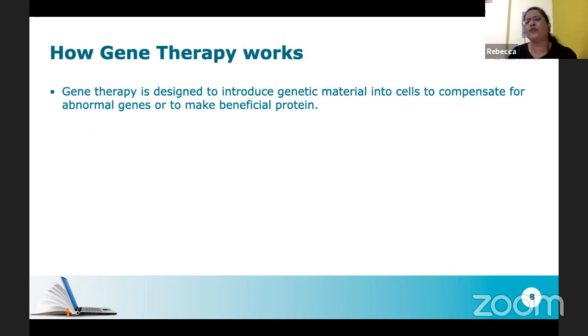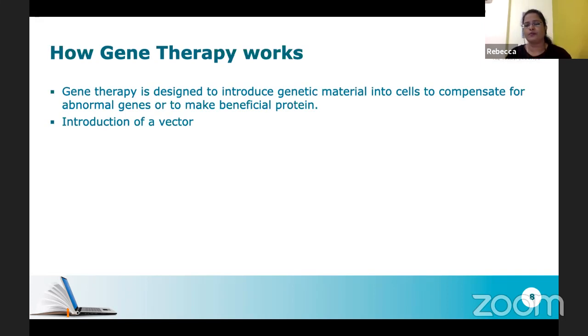So let's see the procedure of how gene therapy works. Gene therapy is designed to introduce genetic material into a defective cell, so that it makes a beneficial protein. As I told you, it is all about protein synthesis. The DNA is transcribed into mRNA, and finally the protein is formed. Hence, if the DNA is altered at any point, the protein which is formed will be defective. That is the entire concept.